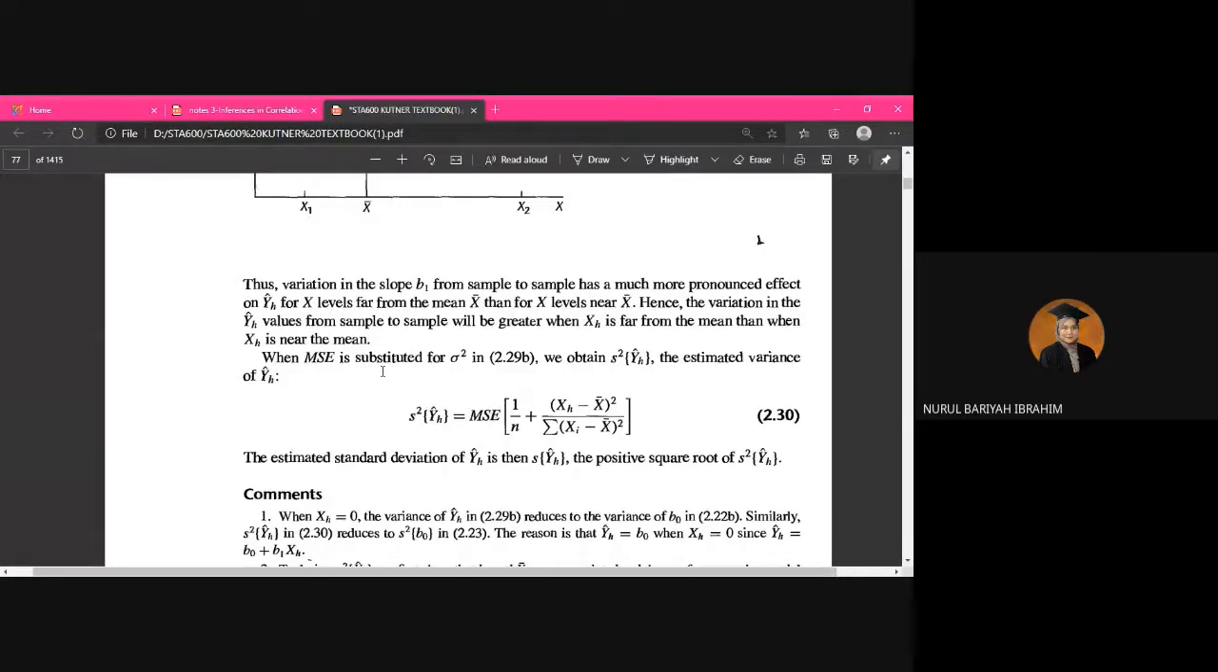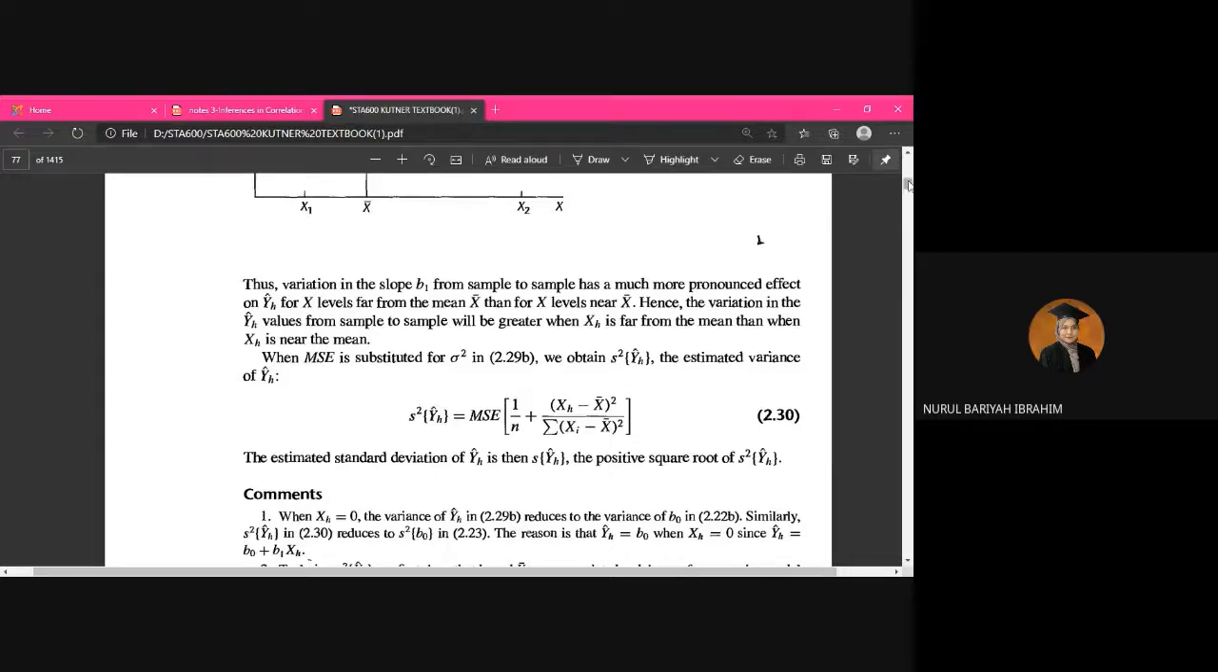Okay, this is the formula to estimate the variance of the mean response. It is MSE multiply 1 over n plus XH minus X bar square divide dengan SXX. XH here adalah level of X that we replace in X. Okay, we put here XH minus dengan X bar divide dengan SXX.